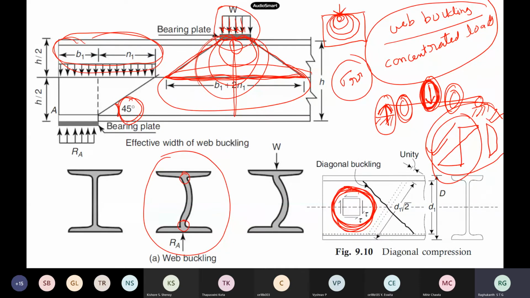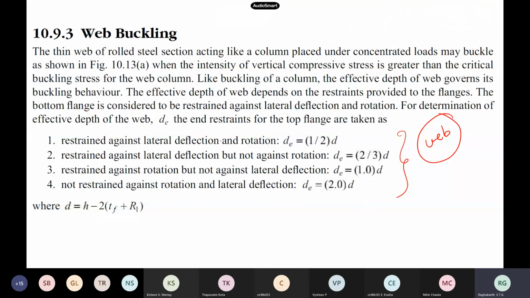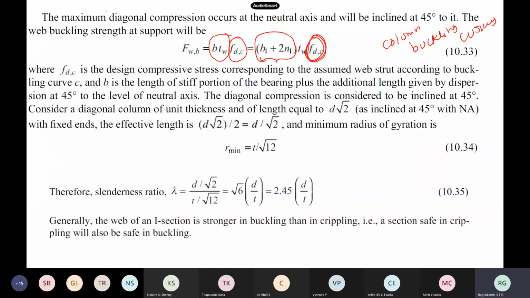Generally it will be fixed, but if it is restrained against lateral deflection and rotation, then the effective length is half times D, but 0.7 times D if it is not restrained against rotation. So there are some guidelines given, and D is the depth of the web. You can find it from H minus 2 times the flange thickness and the root, which is also given in the steel tables. Then you use the column buckling curve C. You find the slenderness ratio of the web, and from the curves you get this buckling stress FDC.